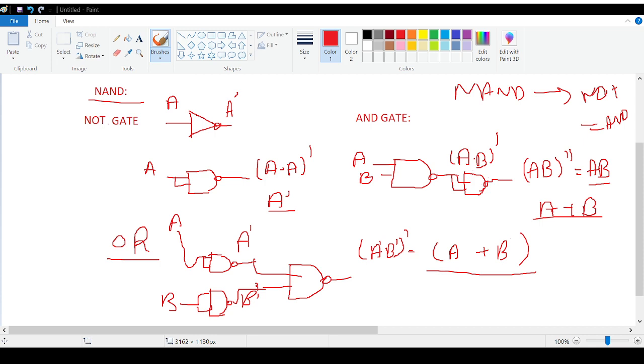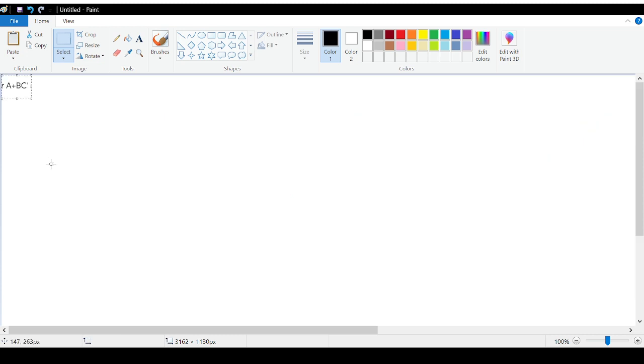Okay, now your next task is, you need to construct this circuit A plus B bar C, A plus B C bar, but using only NAND gate. Okay, using only NAND gate, you need to construct this circuit. So can you try?